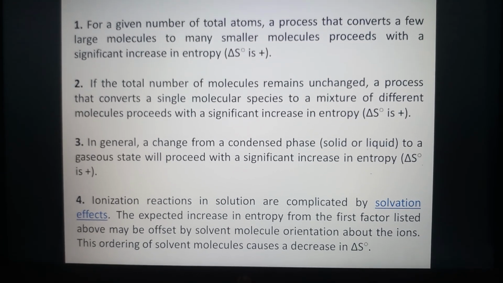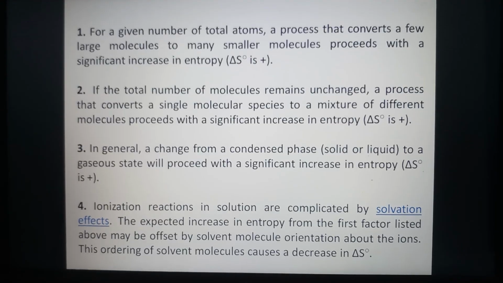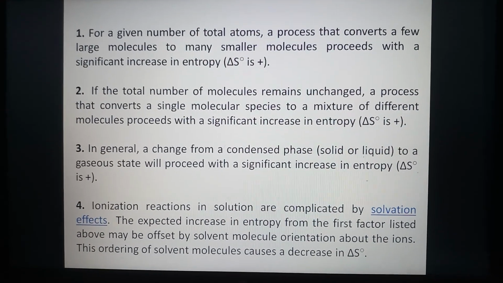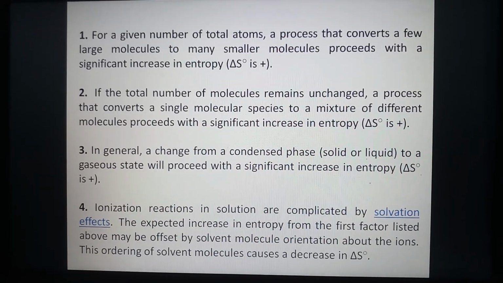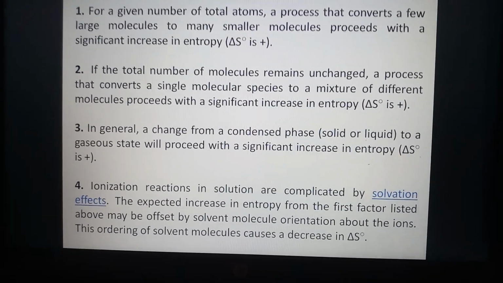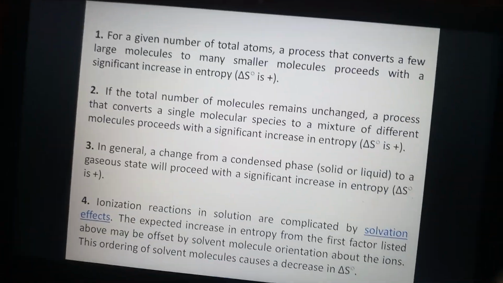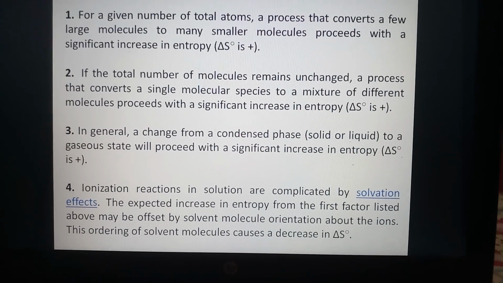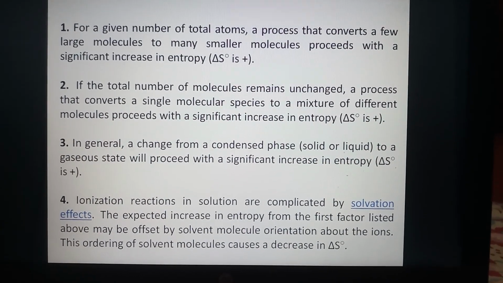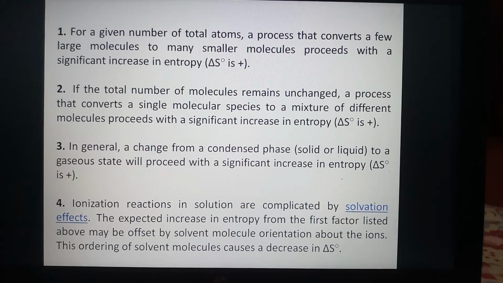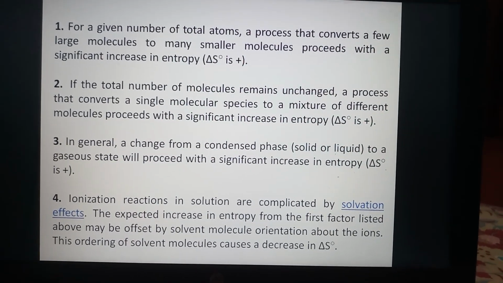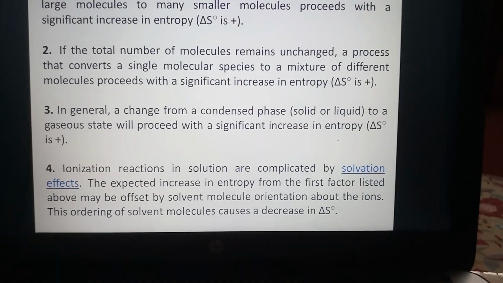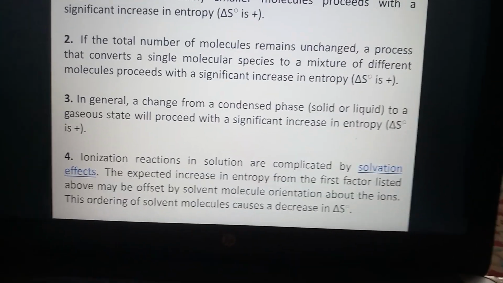Ionization reactions in solution are complicated by solvation effects. The expected increase in entropy from the first factor listed above may be offset by solvent molecule orientation about the ions. This ordering of solvent molecules causes a decrease in delta S0.